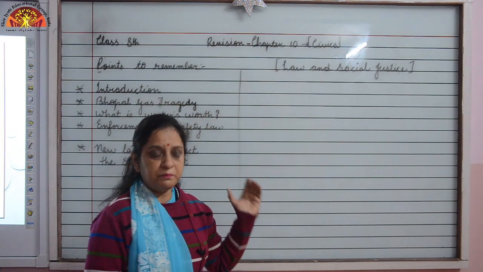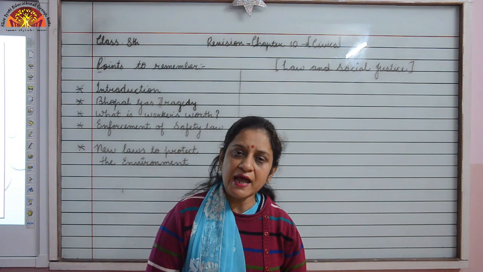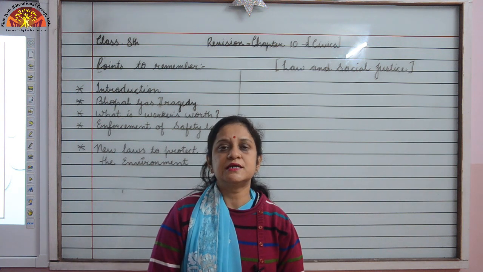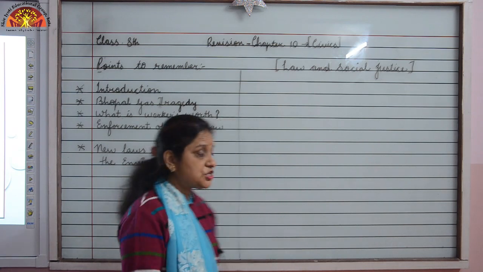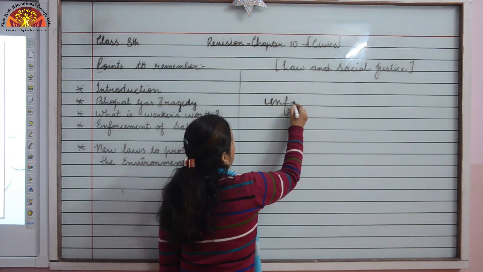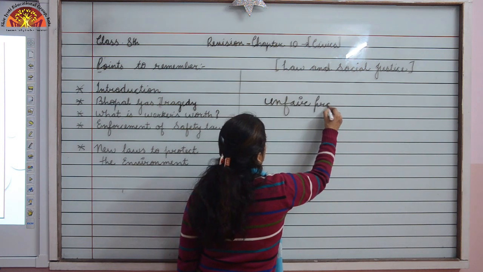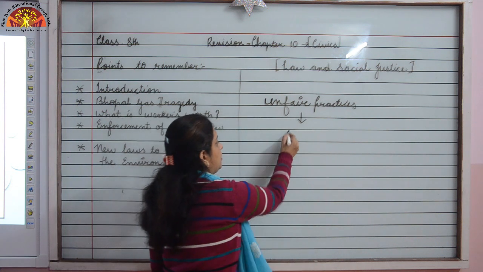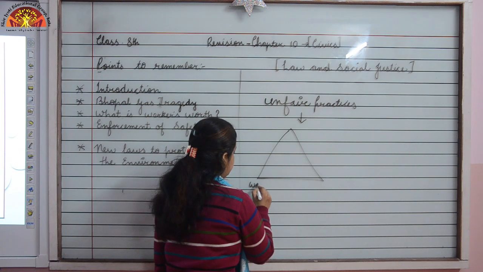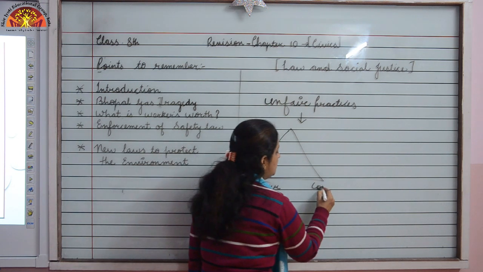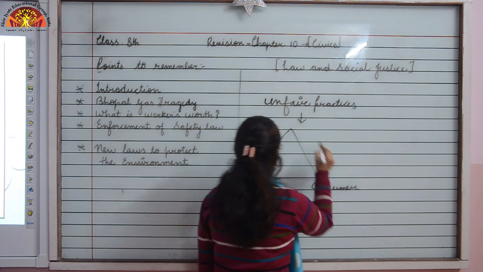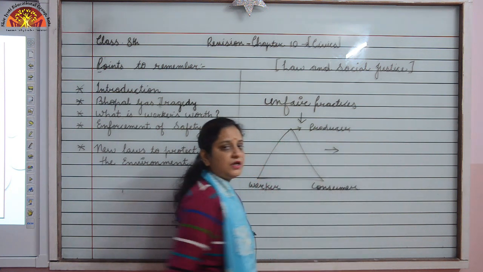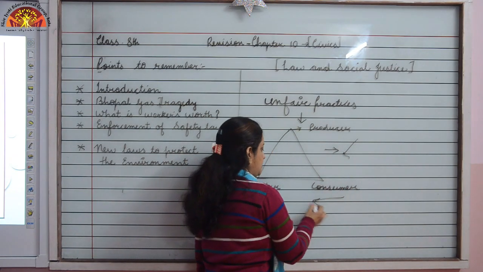Now, the laws are made to protect the people from any kind of exploitation. Certain laws are made, and these laws ensure that unfair practices should be kept minimum in the market, and the relation between worker, consumer and producer should be governed in a way that no one is exploited.